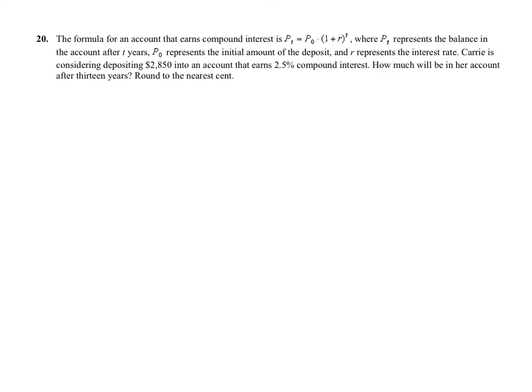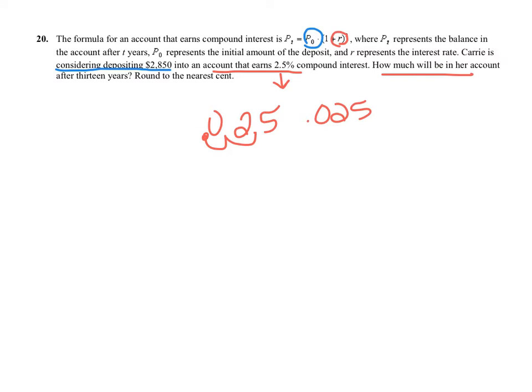So let's break this all down. This is her initial deposit. That's going to be P 0. This is her interest rate. That's going to be our r, but before we do the r, we're going to have to make sure that we change that to a decimal. So if it's 2.5%, carry the decimal place 2 places to the left, and there's our 0.025. And then the question is, how much will be in her account after 13 years? So that 13 is going to go into the t spot. That's going to be our exponent.